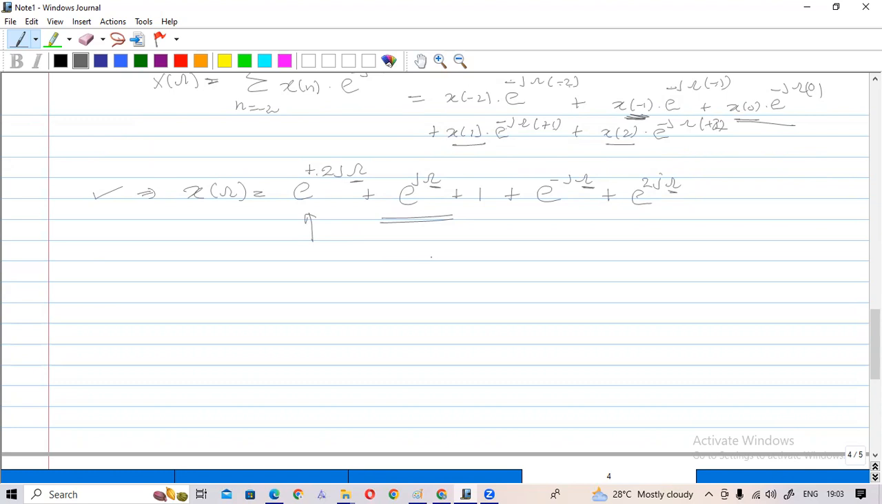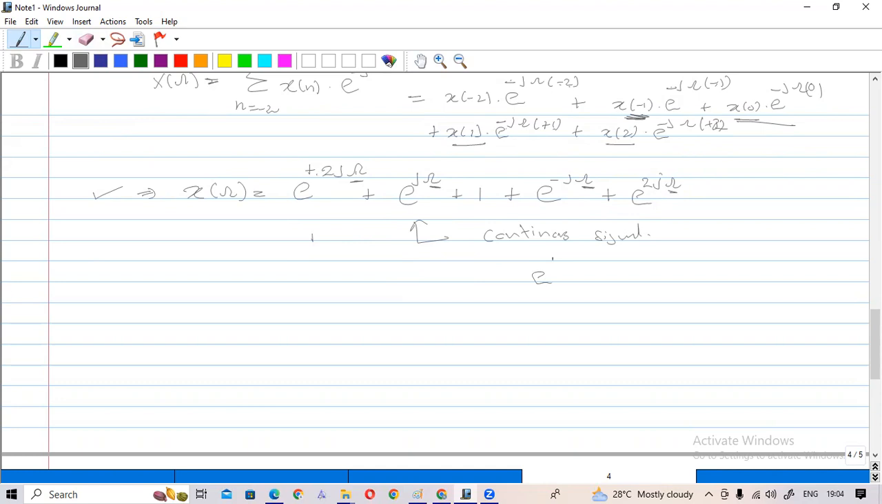If this is in time, that is like e to the power j omega t. Tell me, is this a discrete time signal or a continuous time signal? You already learned that. This is a complex exponential signal, a continuous time complex exponential signal. This same omega is also a continuous value. So this is a continuous signal, not a discrete signal.